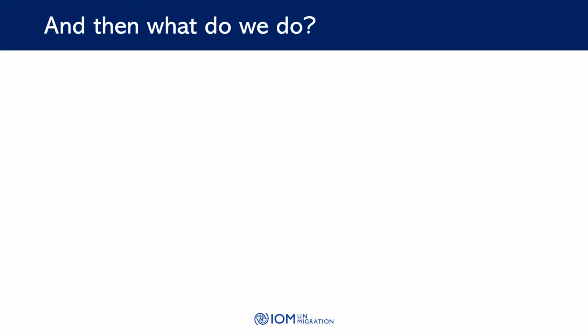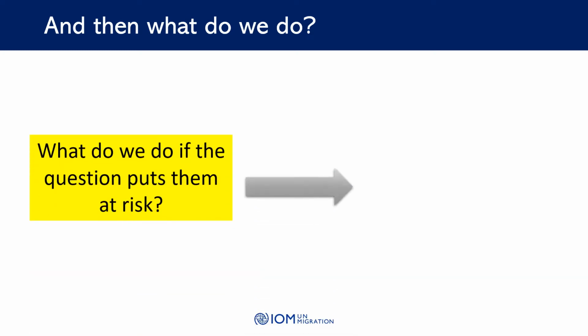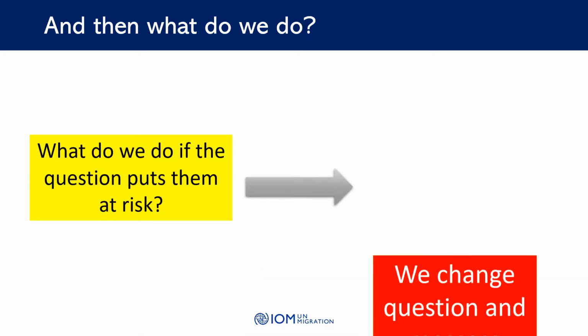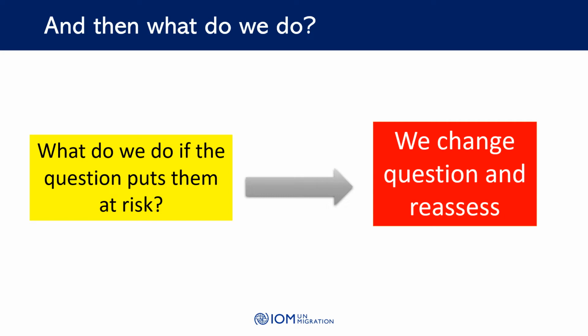What do we do then once we have gone through this analysis of the risk? If we realize the questions can put people at risk, we change the question and then reassess. And we do that as many times as it takes to identify the appropriate question to obtain the information we need without increasing the risk of enumerators, respondents, communities, and organizations.